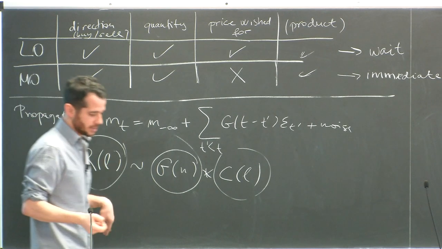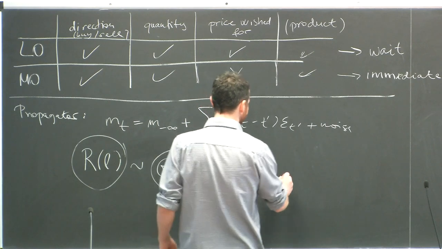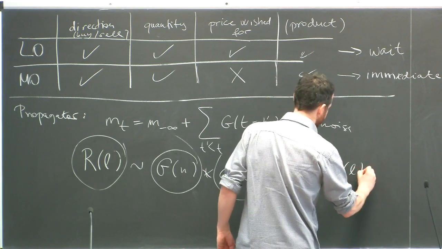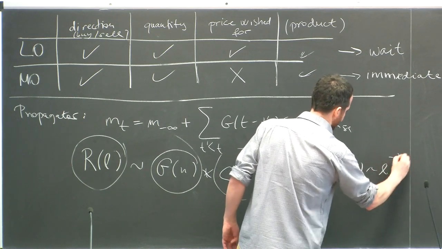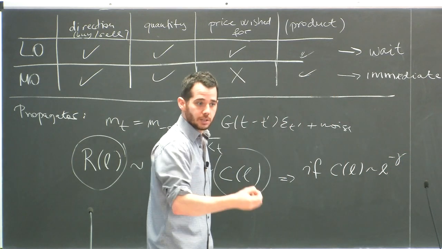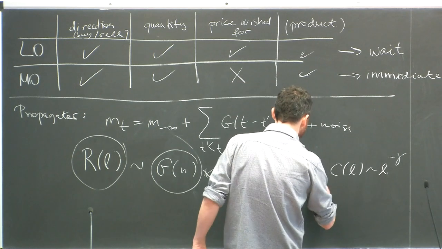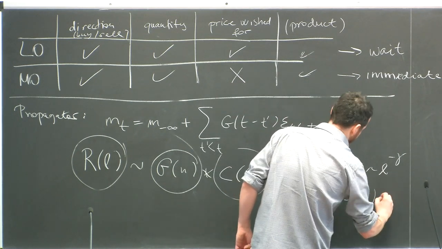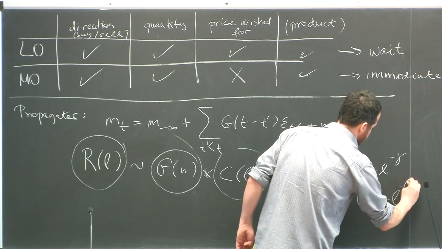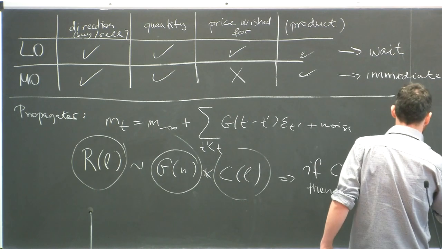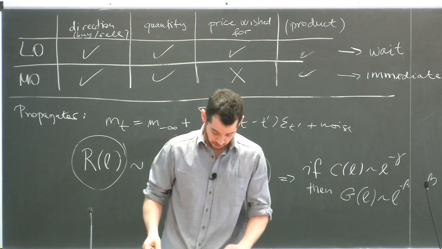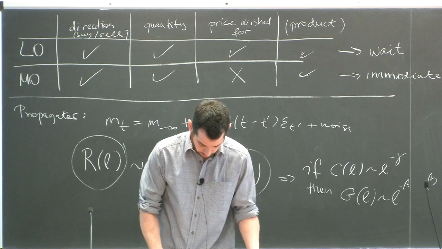But the question that came up, so actually what this said is that if C is a power law with some exponent, then you can find how G will behave with another exponent. I don't remember exactly the form. I think it's this that you find, right?